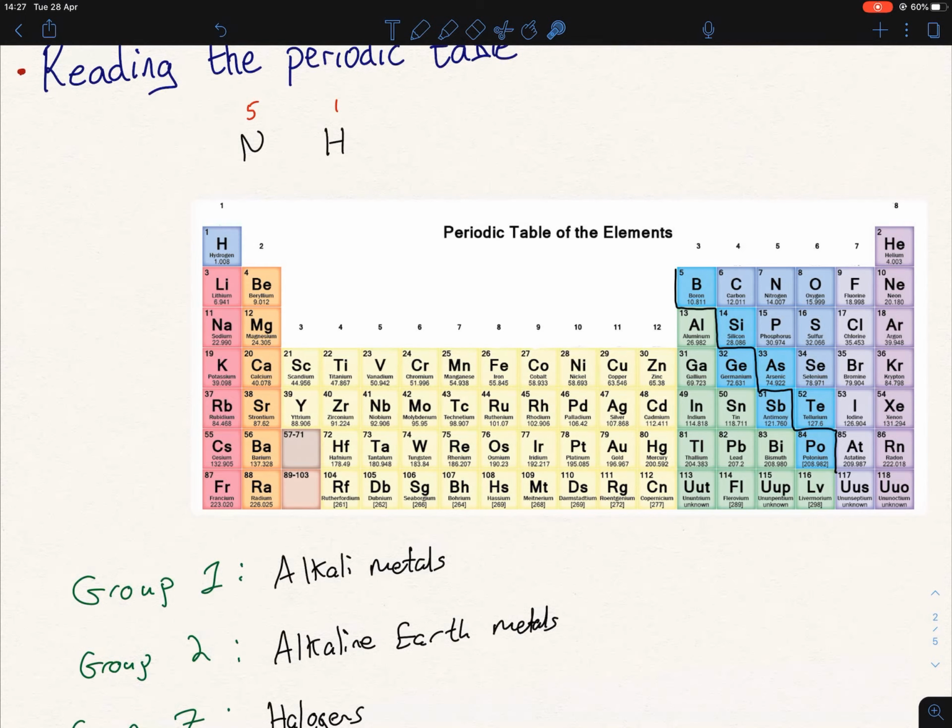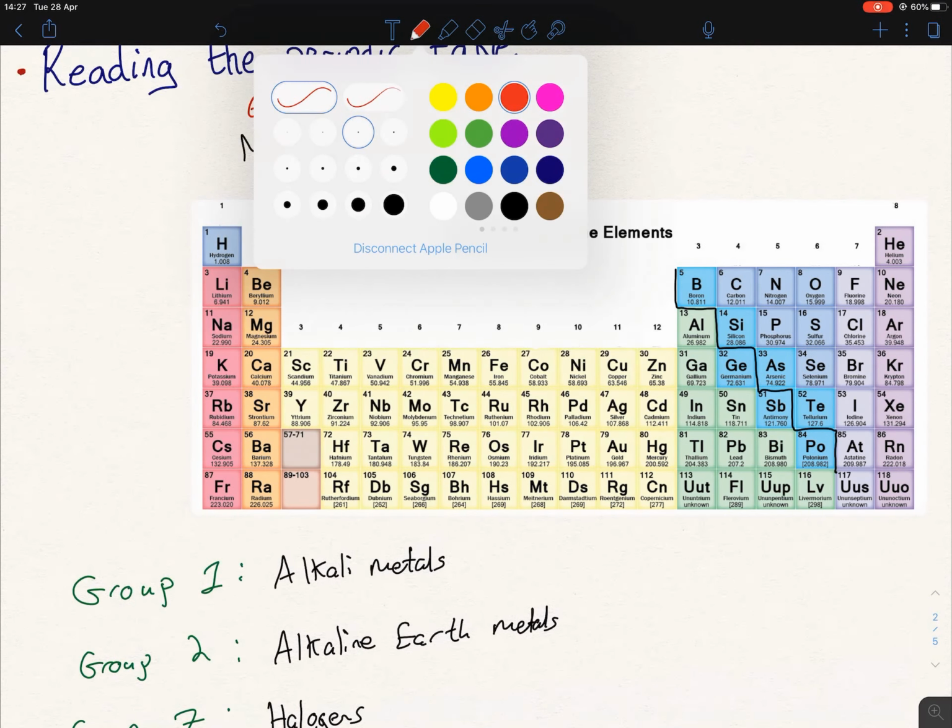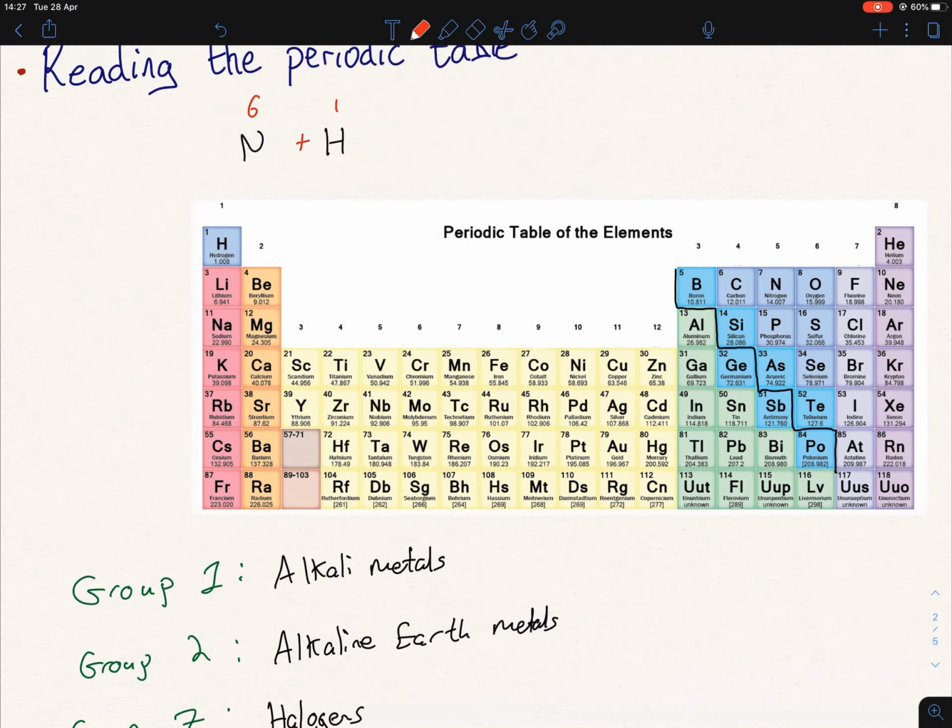So nitrogen is what I'm trying to say there, wants to gain how many electrons? It wants to gain 3 electrons, because if it gains 3 electrons, it'll become stable. Okay, 5 plus 3 is 8. Okay, so if we add on 1 hydrogen to it, it becomes 6. I'll rub that out and do it again. So we add on 1 hydrogen to it. Let's do a plus here altogether. It becomes a 6.